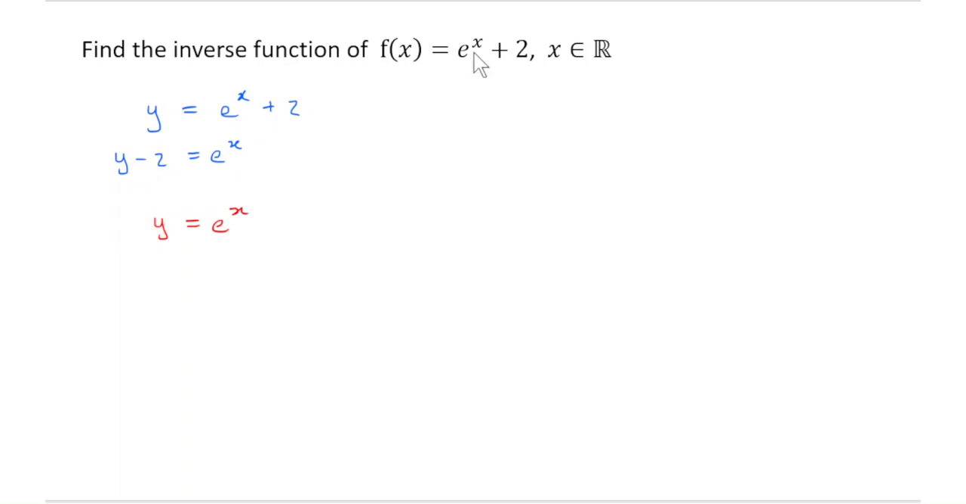Or if you prefer, if you just want to think about it simply, you've taken this graph here and you've just added 2 to it. So everything shifts up by 2. So what's this graph going to look like?